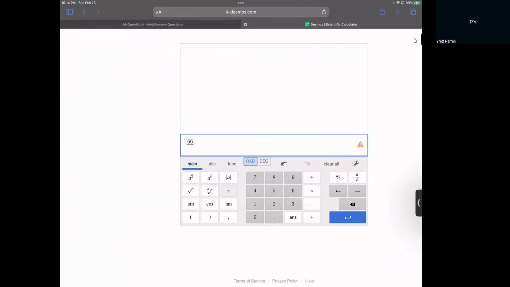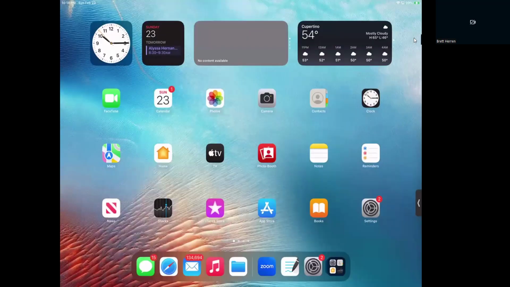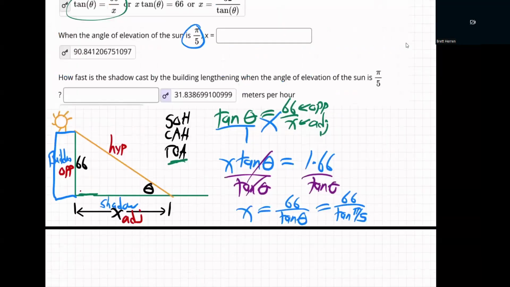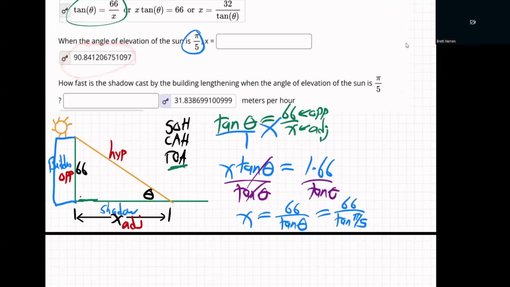66 over tan. Whoop, I think tan pi over 5. Boom. Notice degree mode, you got to be in radian, right? Always radians in calculus. So what do we got? 90.8412. Is that right? Yeah, looking good. 90.8412. Got it.